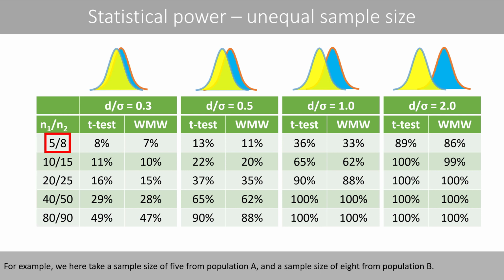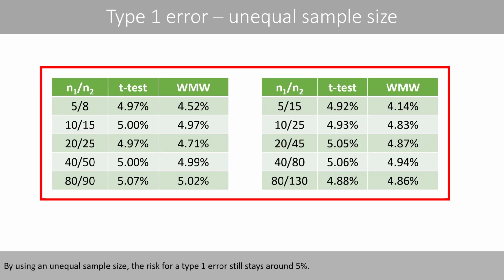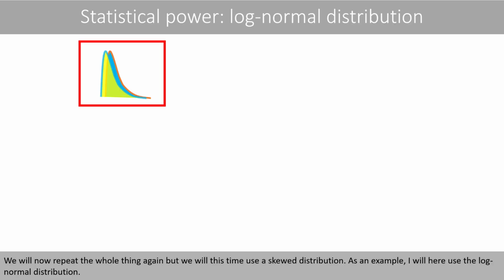For example, we here take a sample size of 5 from population A and a sample size of 8 from population B. An unequal sample size will actually result in a smaller difference between the t-test and the Wilcoxon Mann Whitney test. By using an unequal sample size, the risk for a type 1 error still stays around 5%. In summary, we can conclude that the t-test has a bit higher statistical power than the Wilcoxon Mann Whitney test when the data is normally distributed.